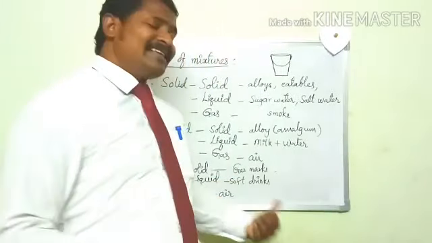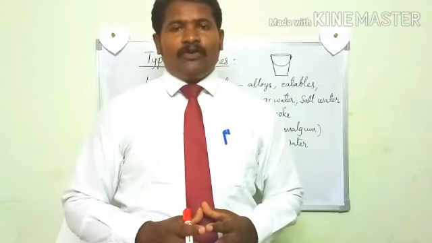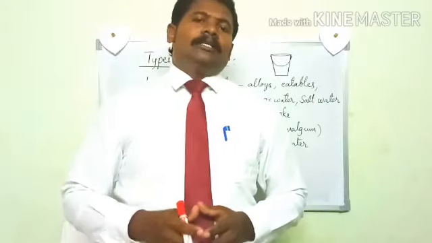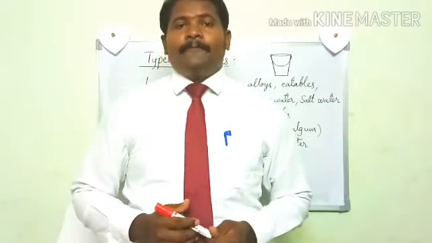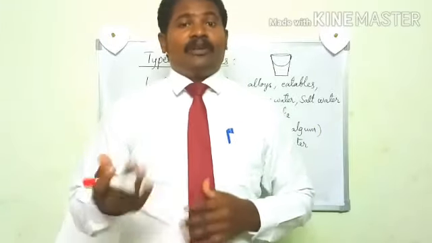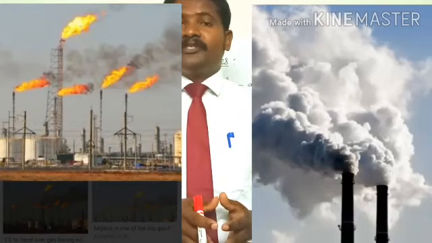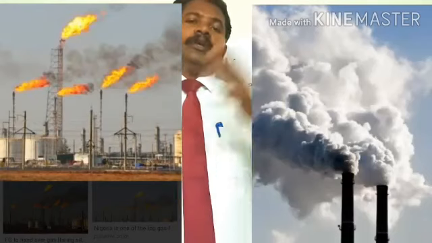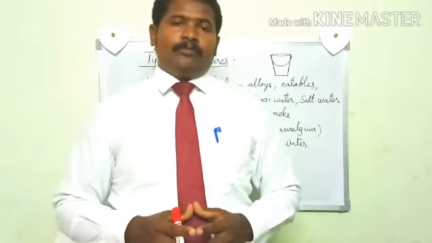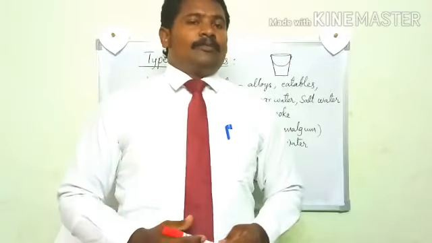The next one, gas in gas. Atmospheric air is the very best example of a mixture of gases. Gas in gas. Different types of gaseous materials are present in atmospheric air: nitrogen, oxygen, carbon dioxide, water vapor in gaseous state, and some other gases released from factories, industries and vehicles are also mixing up with this atmospheric air. So atmospheric air we can take as an example. Okay students, these are the different types of mixtures and some examples I mentioned here.